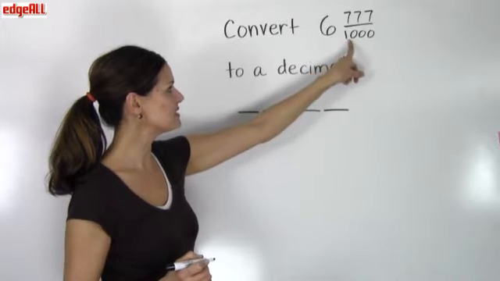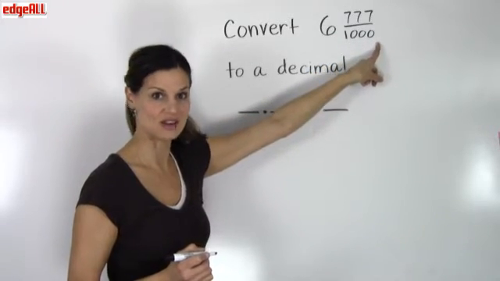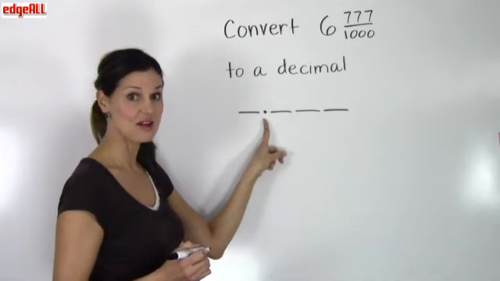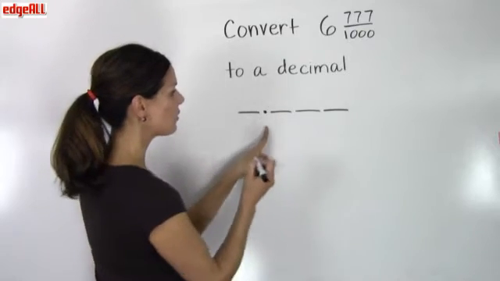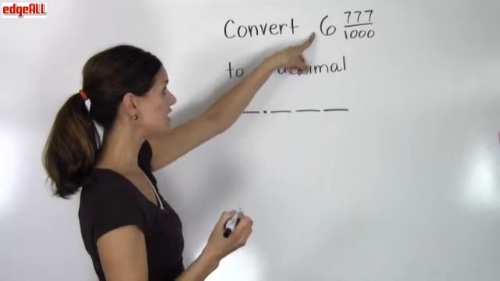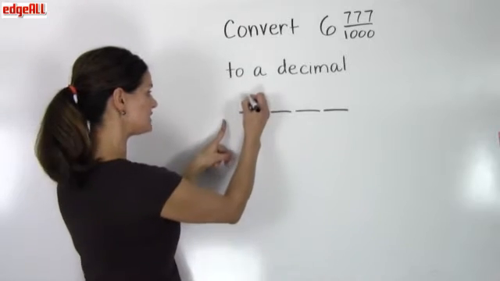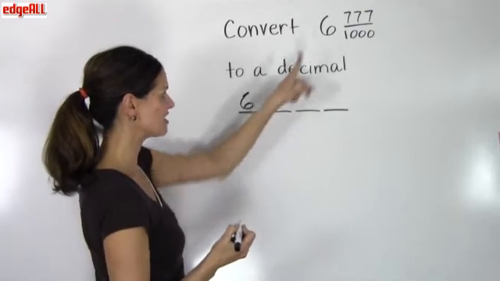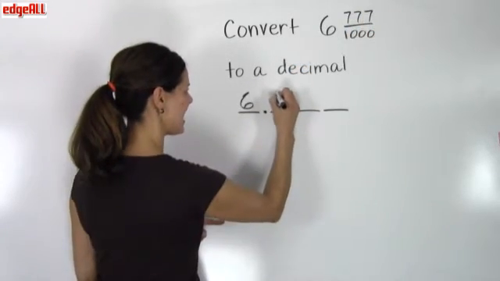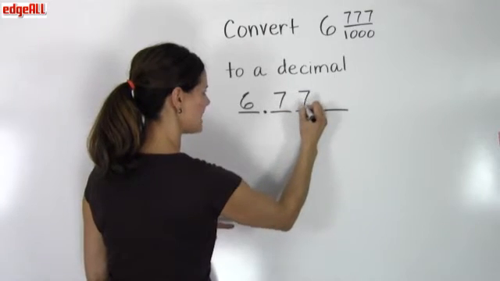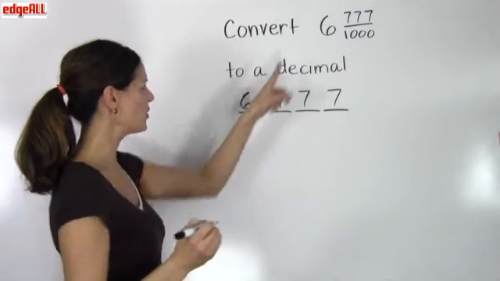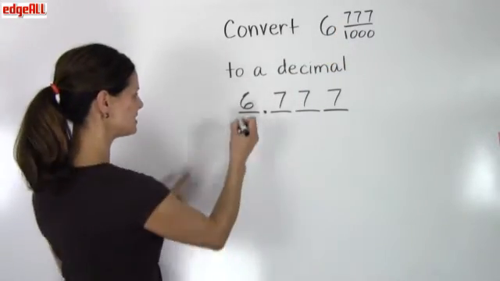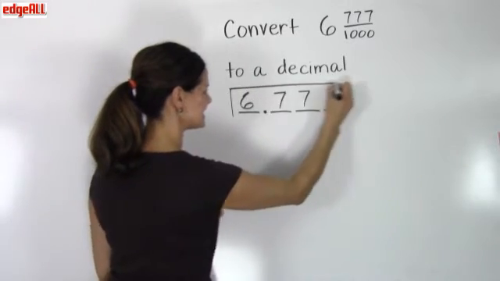And so in our problem, since we've got thousandths as our denominator, we know that we are going to go 3 positions to the right of our decimal point for our decimal. So what we want to do here is keep our whole number, 6, to the left of our decimal point, and then we've got the decimal. And then we take our 777 and we put them here in the positions to the right of the decimal. And so 6 and 777 thousandths can be converted to a decimal and will look just like this, 6.777.